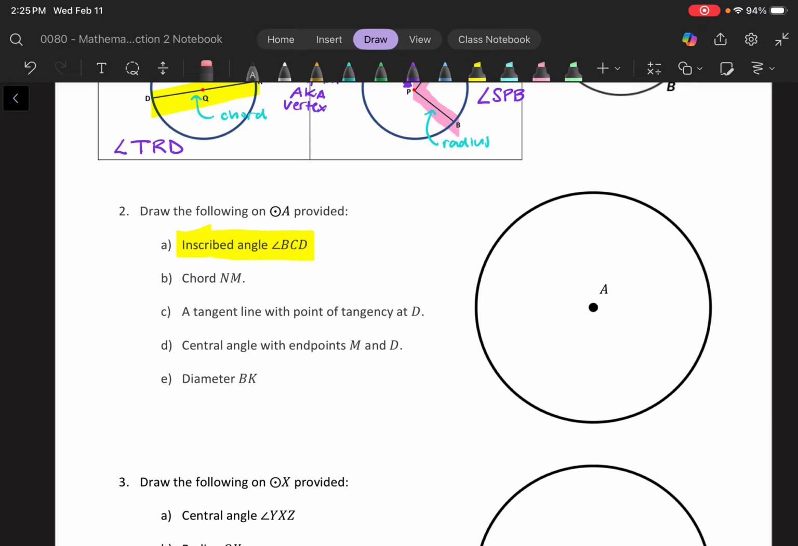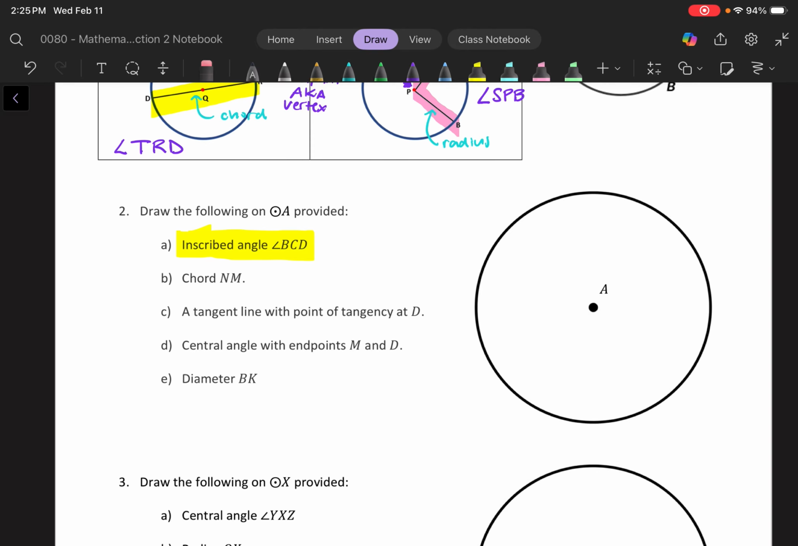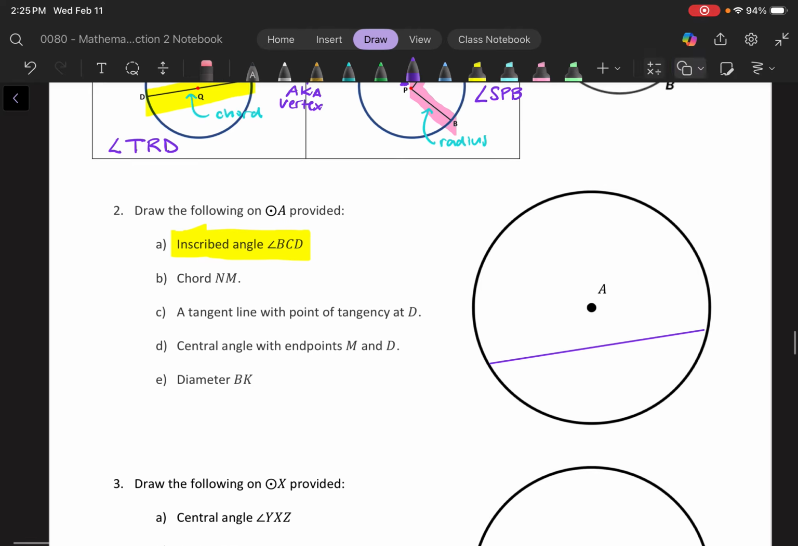Okay, welcome back. I am also going to use shapes to help me do this. Again, an inscribed angle is made up of two chords. So I'm going to draw one chord. There it is. It connects one edge of the circle to another. And I'm going to draw a second chord as long as it has a common endpoint. So I'm going to make my common endpoint there.